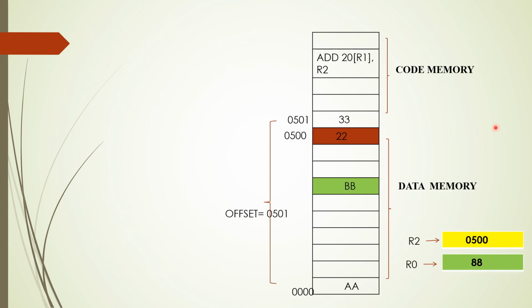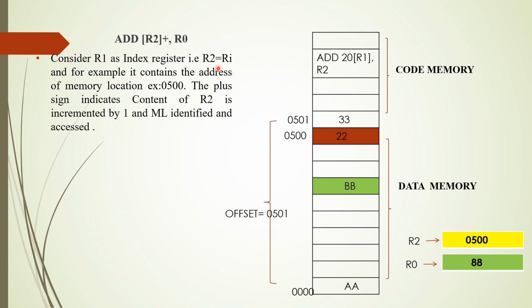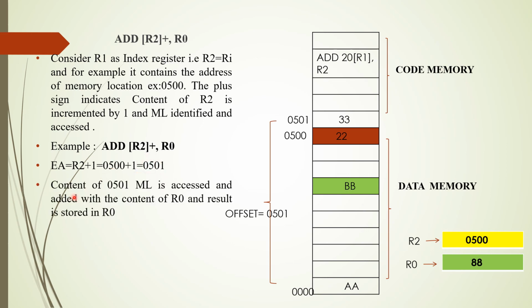Just to take an example with a pictorial analysis, I have considered a code memory. Here my instruction is add 20 in square brackets R1 plus, R2. So I have used R2 as an index register. The content of this is brought to the ALU and it is incremented by 1. Whatever value we get acts as the effective address, and the content of this memory location is accessed and added with the content of R0 which is 88, and after executing, the result is stored back onto R2.